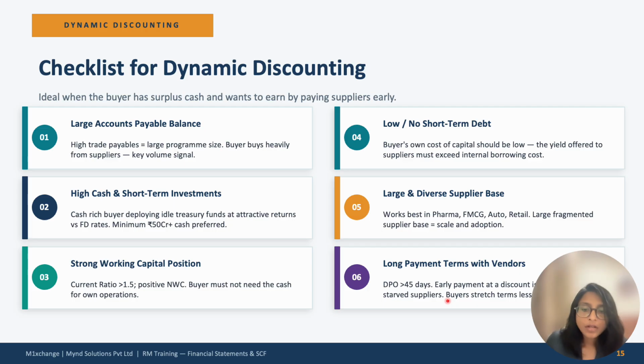The next requirement is, of course, that the payment terms with the vendors should be longer. Because if a supplier is getting paid, say, in 7 days or 15 days or within 30 days, the supplier might not be interested in this program, because any which way it is getting the money in fewer days. So only where the buyer is stretching the payable days to more than 45 will the vendors be interested in getting into this program so that they can get the money early, right?